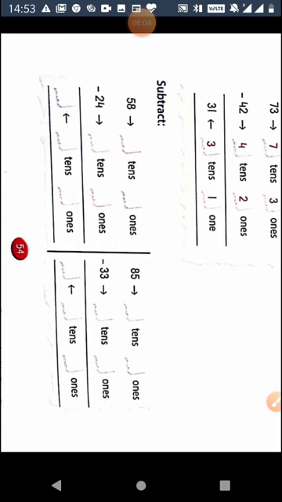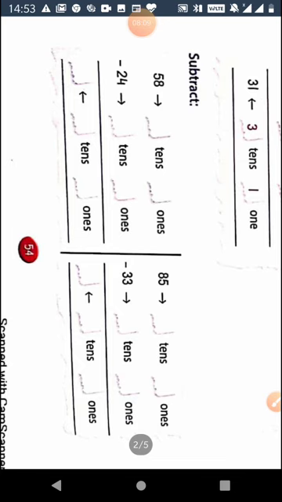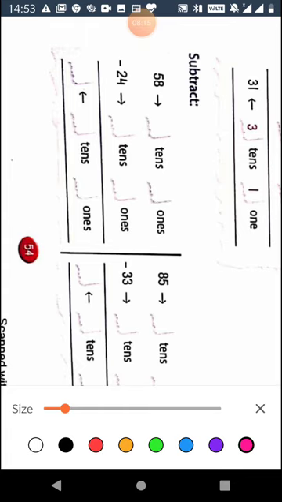Now 2 examples are there. Subtract 24 from 58 and subtract 33 from 85. Now we will do the first one first. 58 is equal to 8 ones and how many tens? 5. At ones place the digit is 8 and at tens place the digit is 5. And 24, in 24 how many ones are there? 4 ones are there. And how many tens are there? 2 tens are there. Okay.